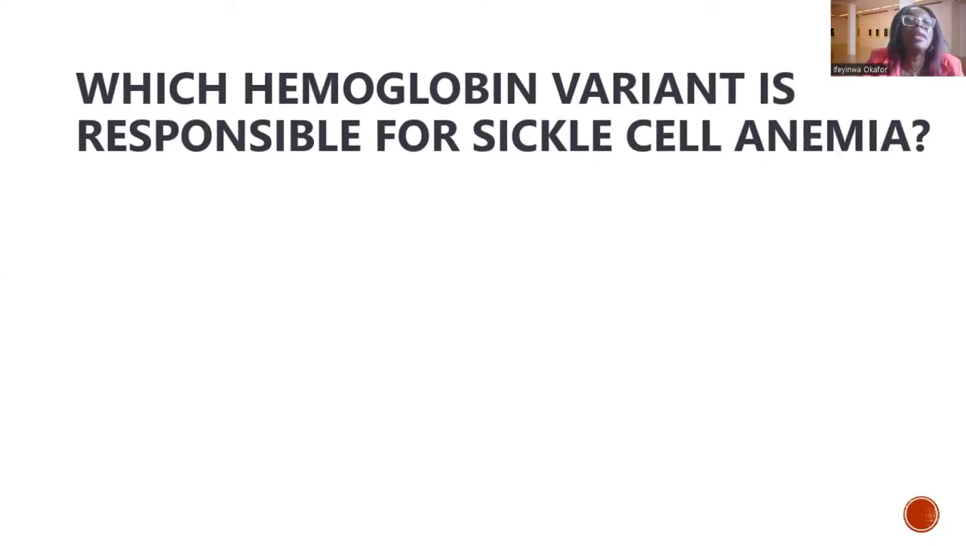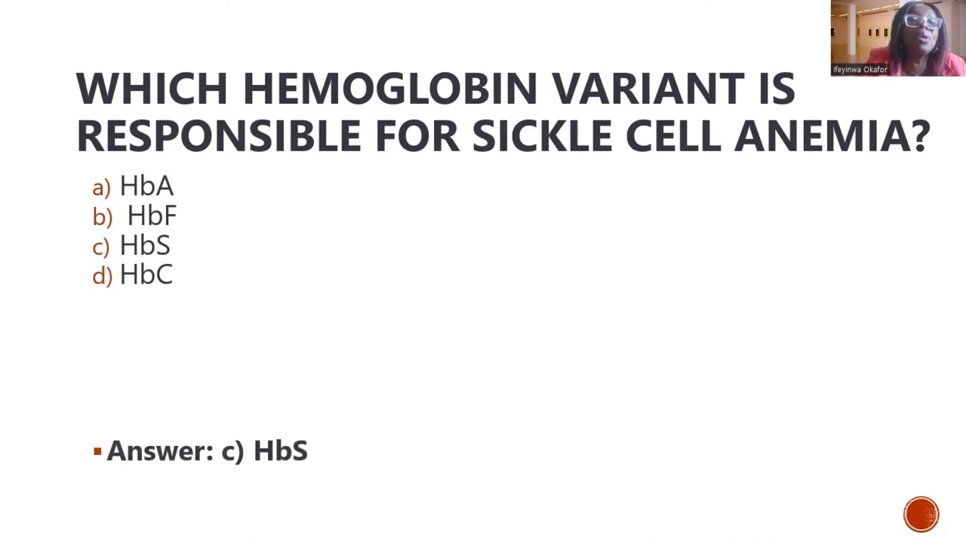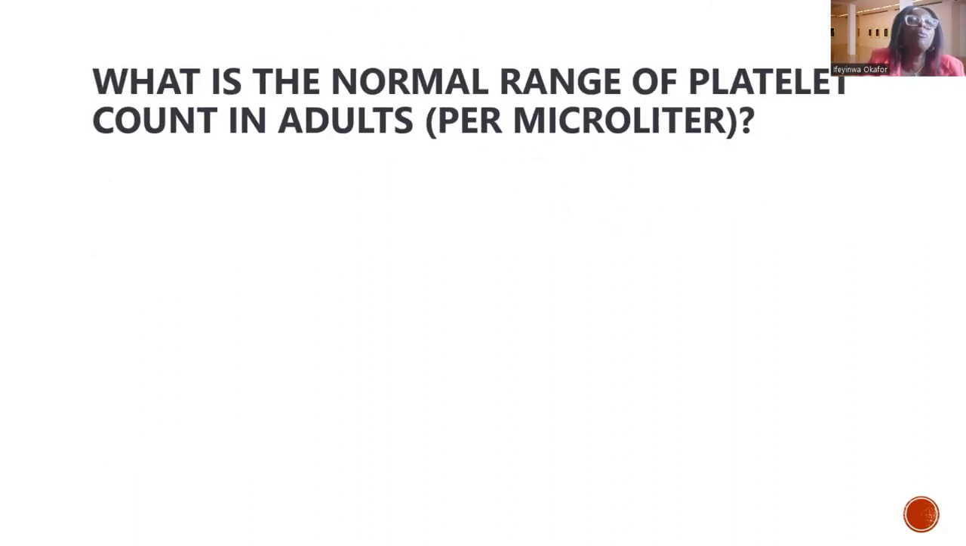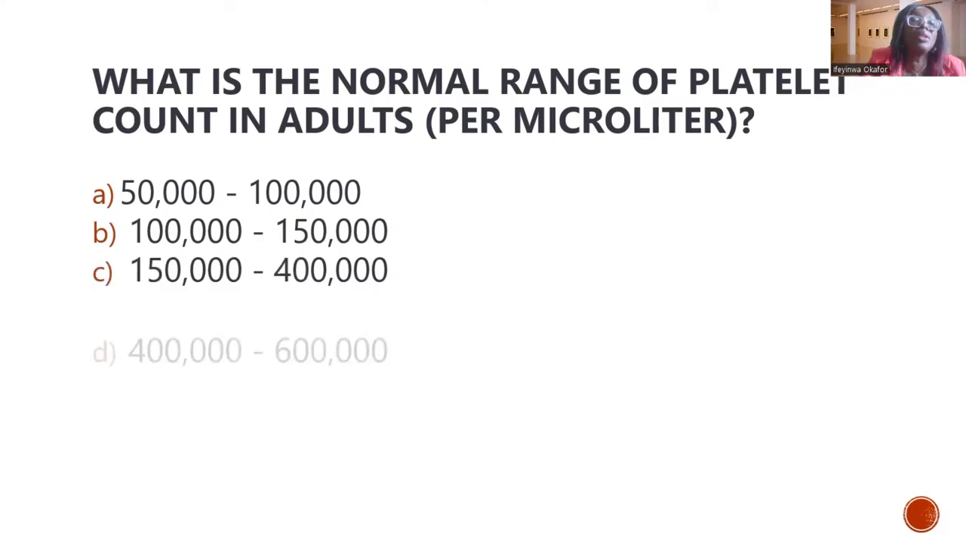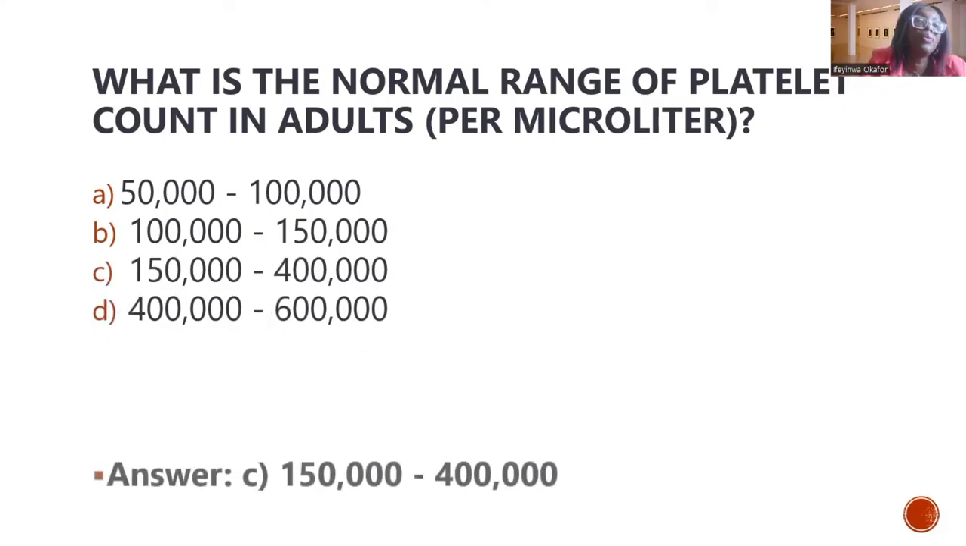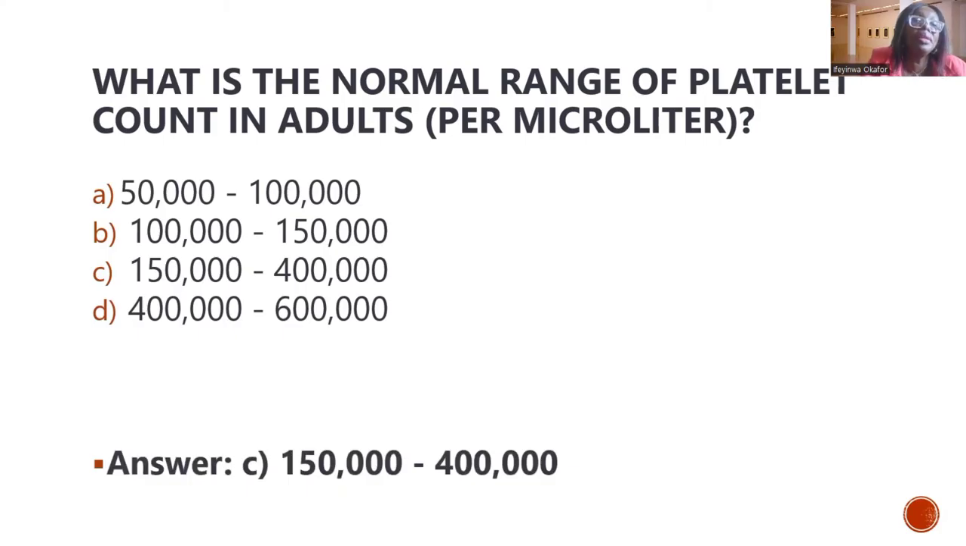Which hemoglobin variant is responsible for sickle cell anemia? We have hemoglobin A, hemoglobin F, hemoglobin S, hemoglobin C. Answer is hemoglobin S. What is the normal range of platelet count in adults per microliter? We have 50,000 to 100,000, 100,000 to 150,000, 150,000 to 400,000, 400,000 to 600,000. From the options given, C is the answer, 150,000 to 400,000.